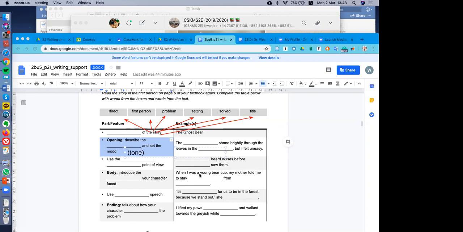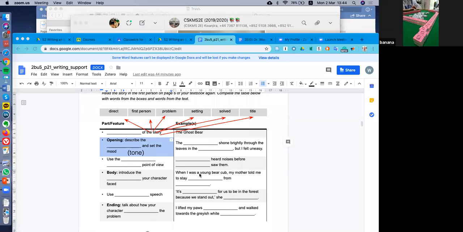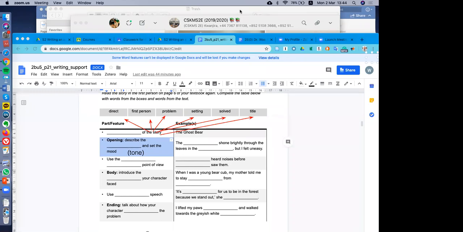So I think it is better that setting the problem will be the opening description. So I think the problem will be fill in the second blank.